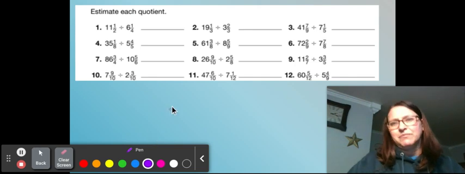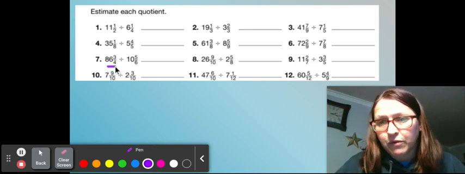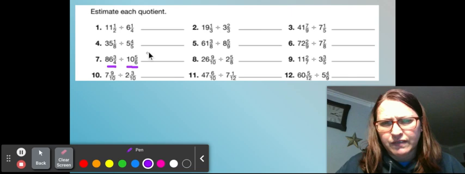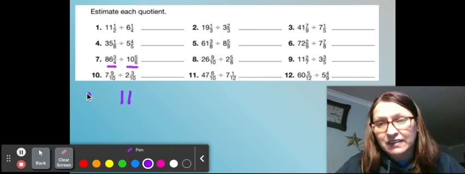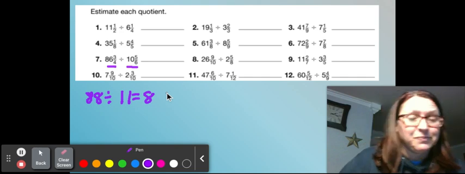So let's look at 7. 86 and 3/4 and 10 and 5/6. Well, I'm thinking 11 because I know 11 times 8 is 88. So I'm going to do 88 divided by 11 gives me 8.